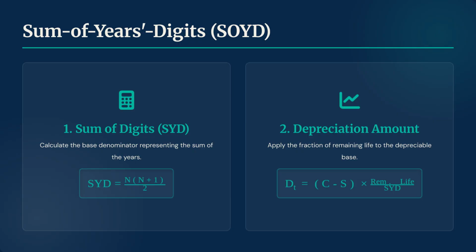The sum of years digits, or SOYD, is another accelerated method. First, calculate the sum of digits, or SYD, using the formula n times n plus 1 divided by 2. Then, calculate the depreciation amount DT using the formula C minus S times the remaining life divided by the SYD.